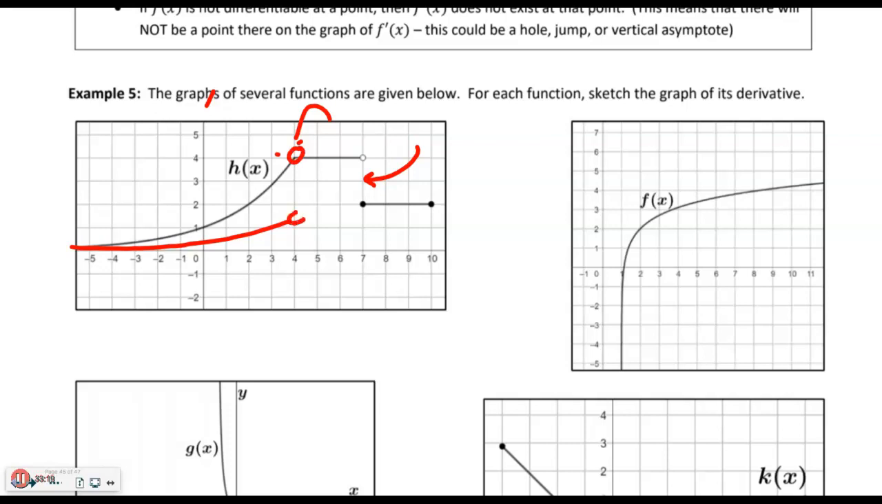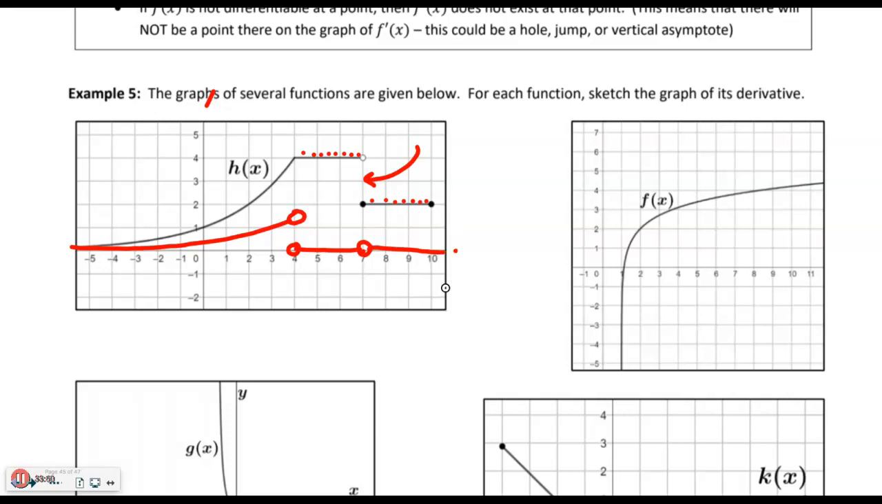So my y value doesn't exist. So do you see why I have to put an open dot? I can't take a derivative there. So I open dot it. Now look, what's the slope here, here, here, here, here, here, here, and here? Zero. So I'm going to pick up right along here, and then the derivative doesn't exist. So what am I going to make with my pen? Another open dot. Then what's the slope here, here, here, here, here, here, and here? Zero. Done.